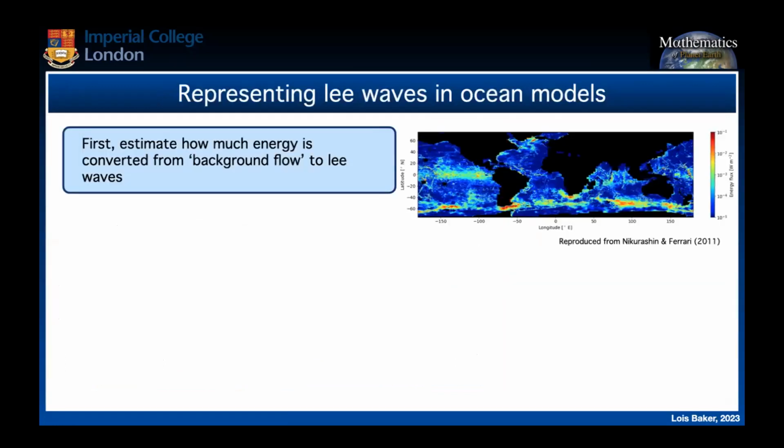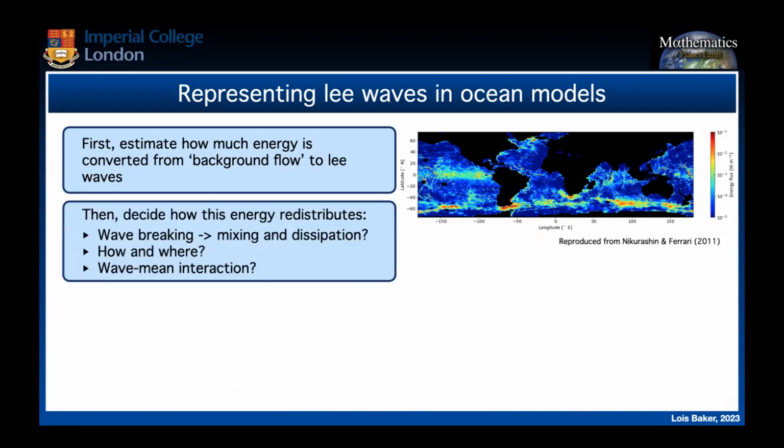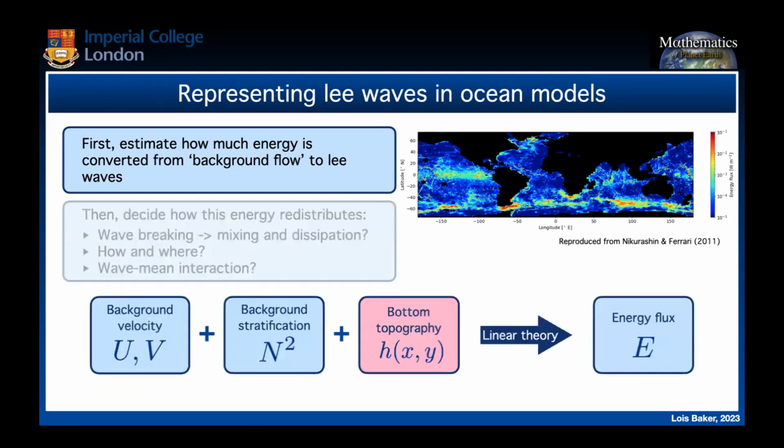So how do we represent these lee waves in ocean models? Well, the first step is to estimate how much energy is converted from the background flow to the lee waves, so a kind of generation problem. And then once you've estimated that, then you need to decide how that energy redistributes. So do the waves break locally and you have abyssal mixing and dissipation? Do they propagate elsewhere? And then how do they break? Do they break through wave interactions, for example, or do you have wave mean interactions? But I'm going to focus on the first question today.